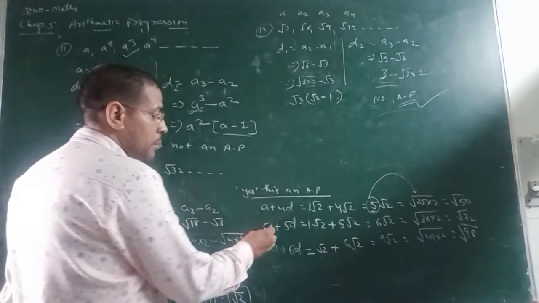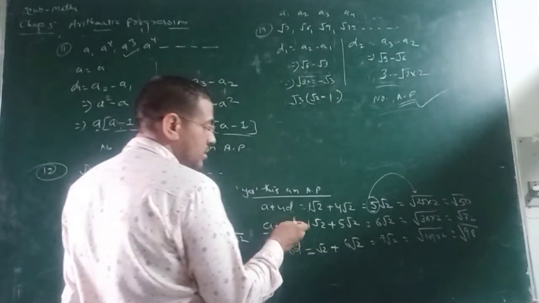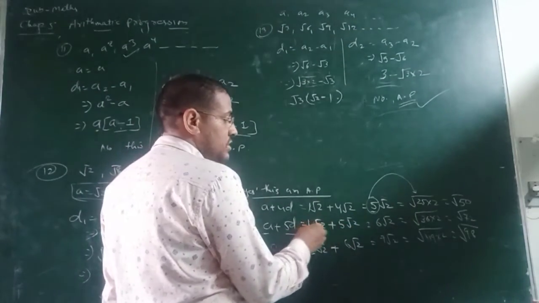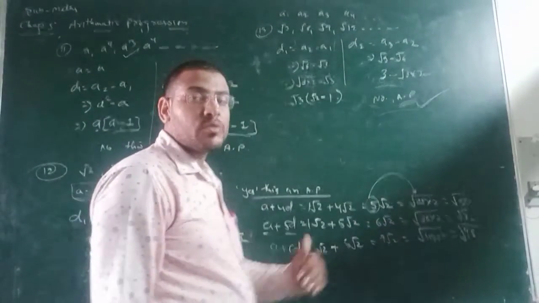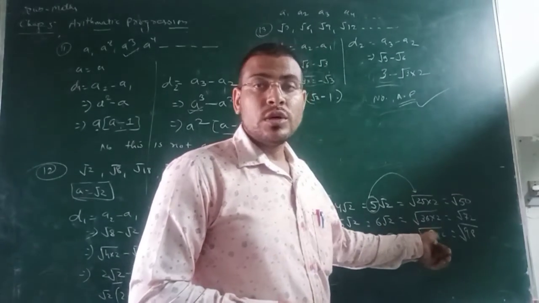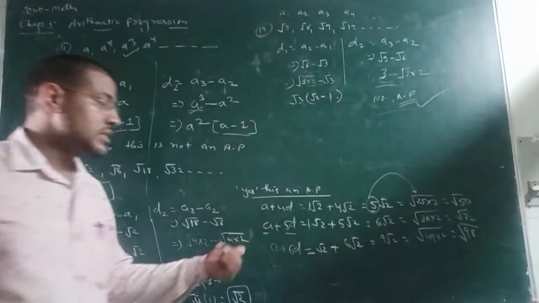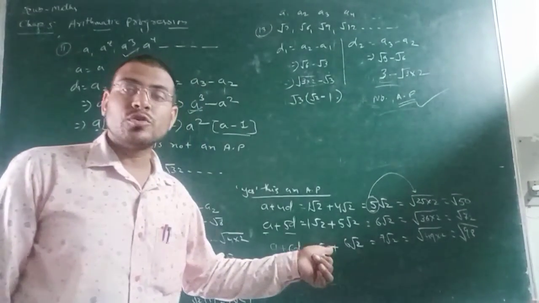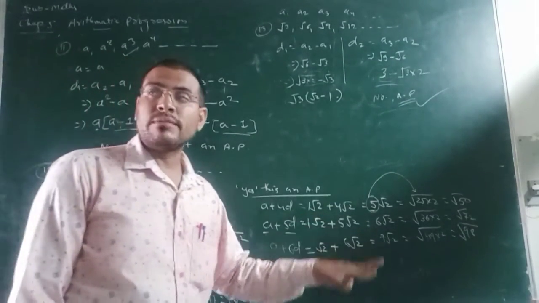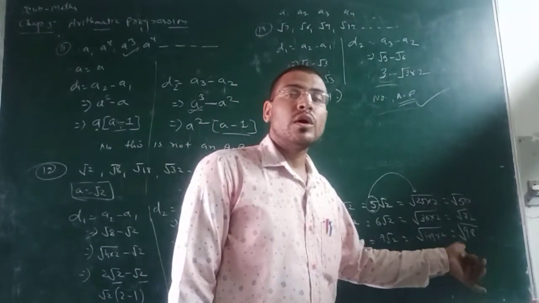Similarly a plus 5d, where a stands for root 2 and 5d, with d also root 2. So 5 root 2 and 1 root 2 will be 6 root 2. 6 is outside, and when it goes inside the root it will be 6 times 6 is 36, and inside 2 is already there too. 36 into 2 is 72 inside the root. Then a plus 6d, so a is root 2 and 6d, d is also root 2. So 6 plus 1 is 7, 7 root 2. Converting 7 inside, 7 times 7 is 49, root 2. So it will be 49 times 2, so it will be 98.